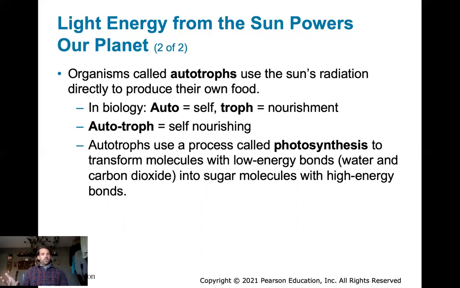Organisms called autotrophs use this sun radiation, the solar radiation, to produce their own food. So in biology, auto means self, troph means nourishment. So an autotroph is self-nourishing. And so this might start to sound familiar if you think of, what is self-nourishing in the world? Photosynthesizing organisms, right? Your plants, your photosynthetic algae, for example. So autotrophs use this process, photosynthesis, which I'm sure you've heard of as well, to transform molecules with low energy bonds, water and carbon dioxide, into sugar molecules with high energy bonds.